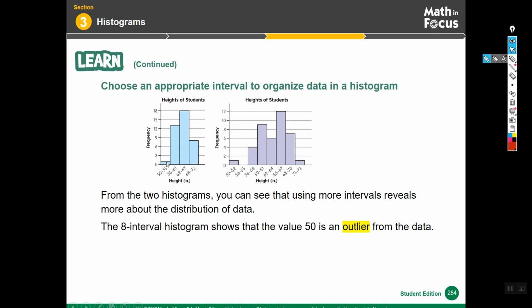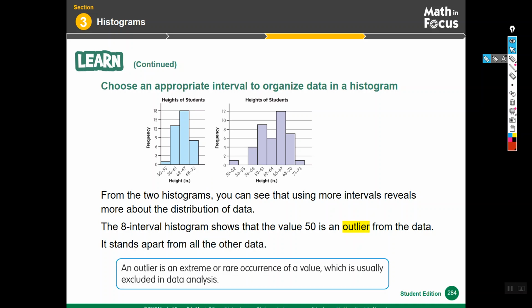The 8 interval histogram shows that the value of 50 is an outlier from the data, right? It's separated from the others. We talked about outliers in the box plot from the other day. It stands apart from all the other data. An outlier is an extreme or rare occurrence of a value, which is usually excluded in data analysis.